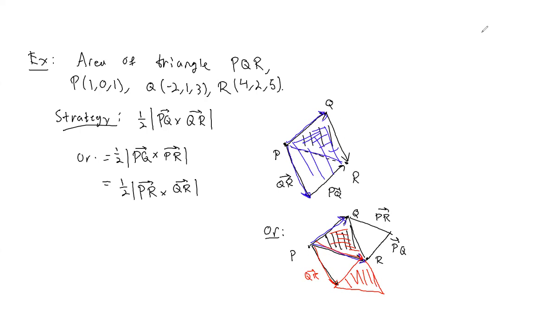I know that there are a few people who are wondering about this from the previous lecture. So in this case, what do we have? Well, let's just do the first one because why not? PQ, we can see what that's going to be. -2 minus 1, that's -3. 1 minus 0, that's 1. 3 minus 1 is going to be 2. That's your vector PQ.